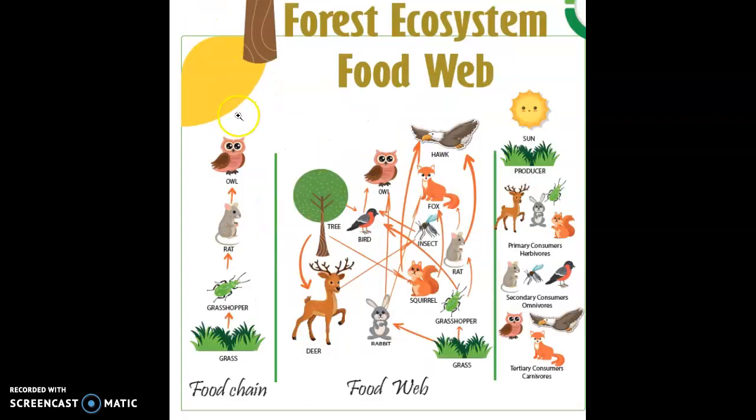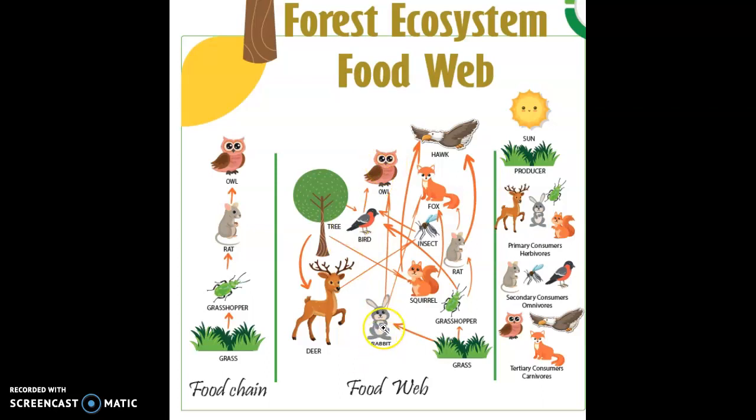This is the food web I built. The grasshopper eats the grass, then the bird eats the grasshopper, and then the owl eats the bird. The deer eats the fruit of the tree, and then the insect eats the deer, and then the bird eats the insect, and then the owl eats the bird.